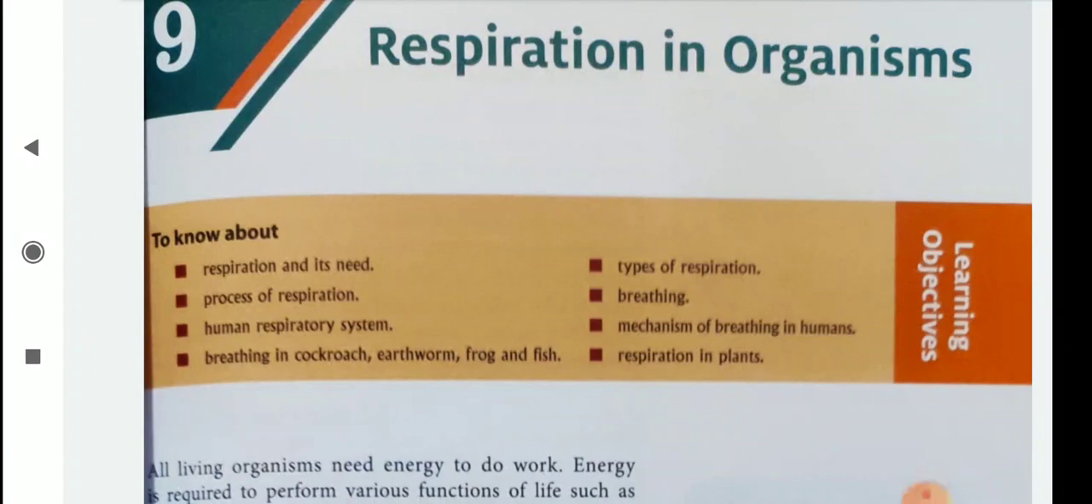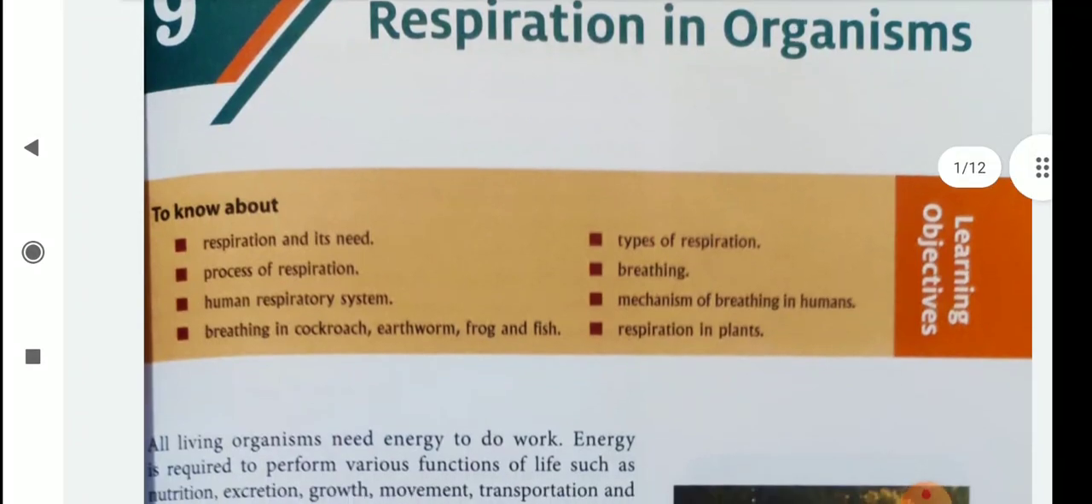Children, open your book and see chapter 9, Respiration in Organisms. Children, in this chapter, we will discuss respiration and its need, types of respiration, process of respiration, breathing, human respiratory system, mechanism of breathing in humans, breathing in cockroach, earthworm, frog and fish, respiration in plants.